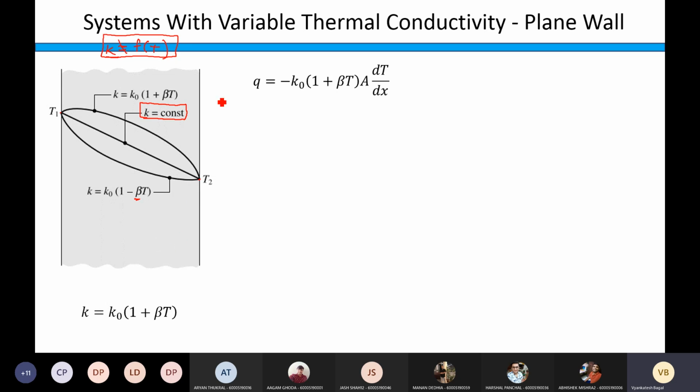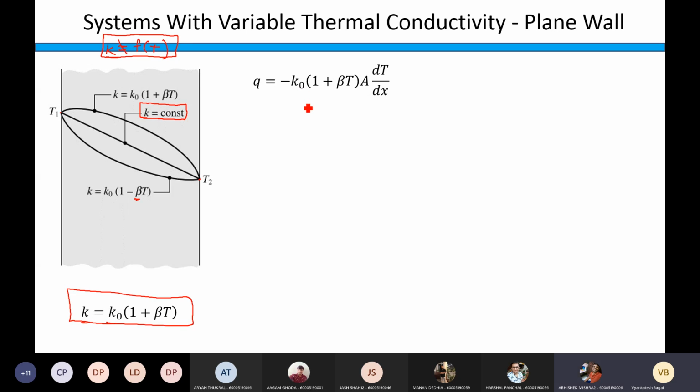Variable thermal conductivity. For this, I am going to use this formula: Q is equal to minus K A dT by dx. This K is represented by this expression: K is equal to K naught into bracket 1 plus beta T, right? K naught, I already told you what it is, and beta is the coefficient of expansion. So Q is minus K naught.